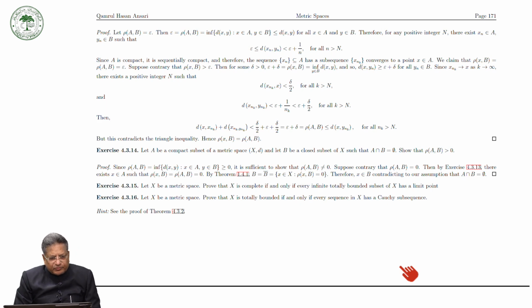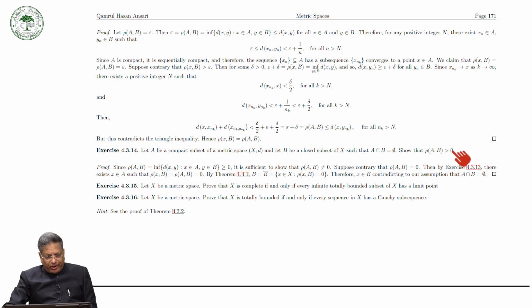So here is the proof, and I leave this proof for yourself. And then we have, if A is a compact subset of a metric space and B is a closed subset of X such that A intersection B is empty, then the distance between A and B must be strictly greater than 0. Now keep in mind A is compact and B is closed, and they are disjoint. Then the distance between them is greater than 0.